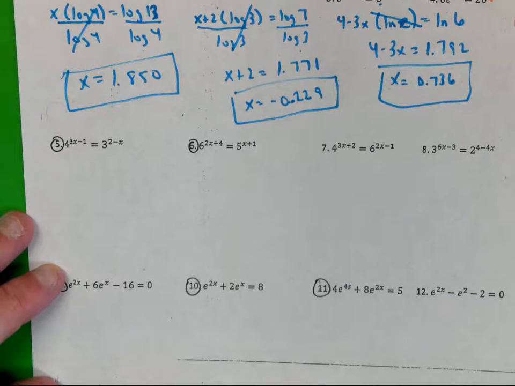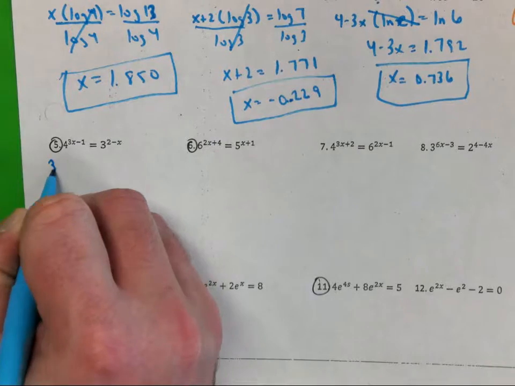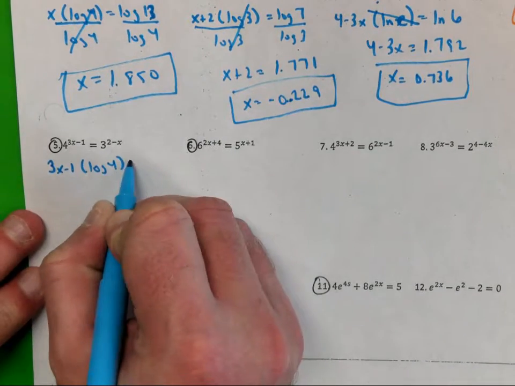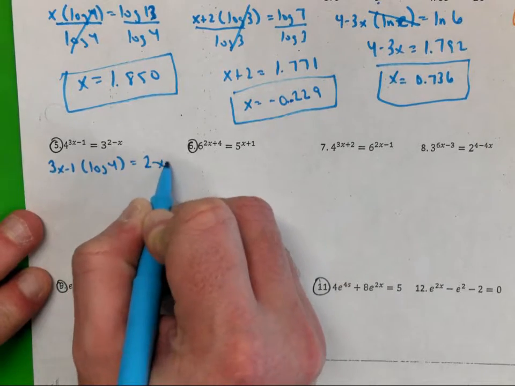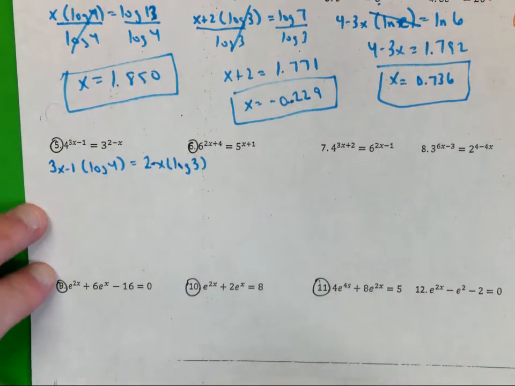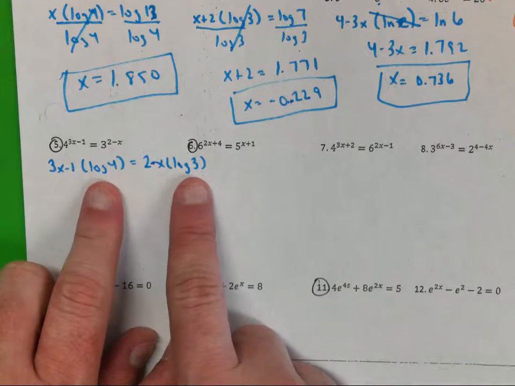So if I can't get the bases the same, then what am I going to do? Take the what of both sides? Log. Watch how I do this. These take a little bit longer to do. Alright, so I took the log of both sides.